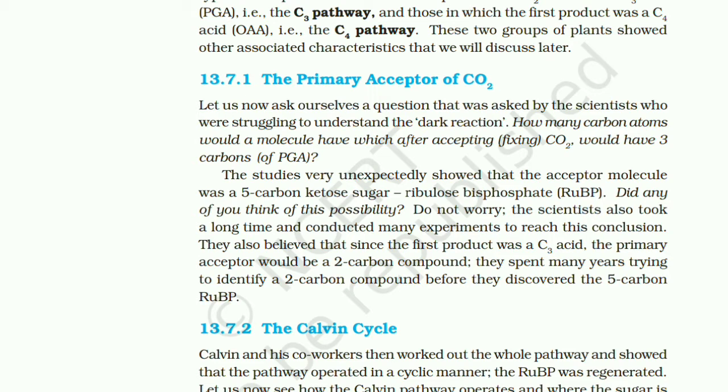Did any of you think about this possibility? Do not worry. The scientists also took a long time and conducted many experiments to reach this conclusion. It is also believed that since the first product was a C3 acid, the primary acceptor would be a 2-carbon compound. They spent many years trying to identify a 2-carbon compound before they discovered the 5-carbon RuBP.